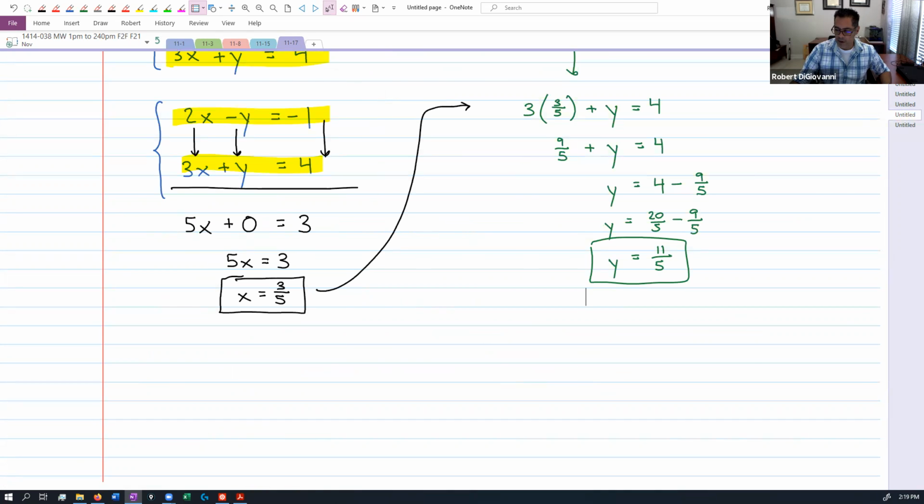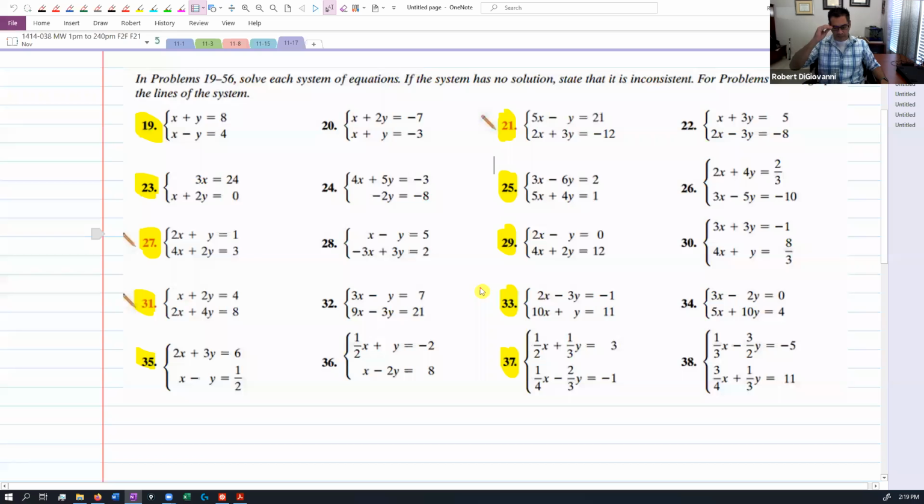All right. I want to just look at your homework here. I want you to try the odds for this. I don't care if you use substitution or elimination. You do whatever you want. Solve these. If the system has no solution, state that it's inconsistent.